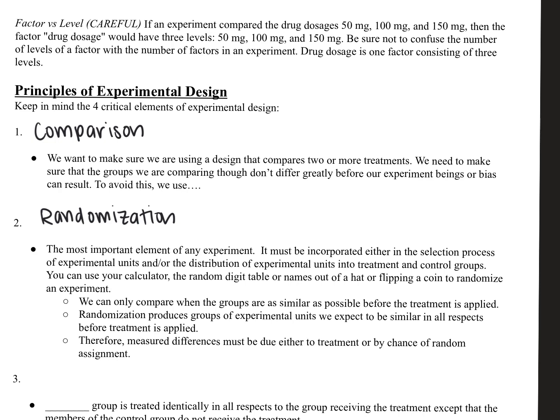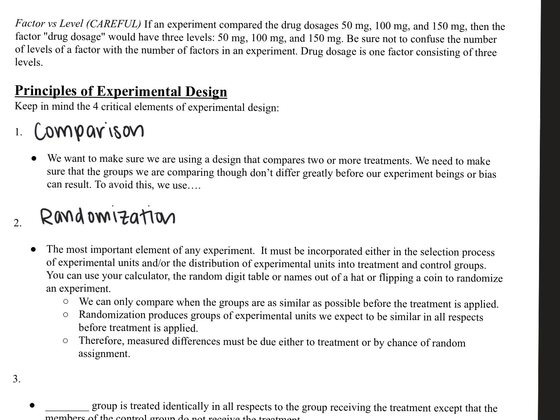So you can either randomly select people to be part of your experiment, or once you have the people that are going to be in your experiment, your experimental units, you can randomly assign them to different treatments. So a couple different ways you can do this, very similar to what we discussed in section 3. You can use your calculator as a random number generator. You can use a random digit table. You can pull names out of a hat, flip a coin. There's a lot of different ways you can randomize.